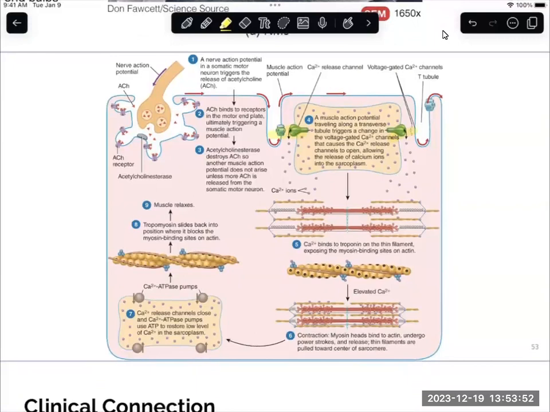As that cell becomes more negative, as I drew on that graph before, that's what causes that calcium to be released from that troponin. That troponin moves the tropomyosin back. The calcium is then pumped back into that sarcoplasmic reticulum and that muscle relaxes. So that is the entire process from the beginning of a nerve action potential all the way to that muscle relaxation at the end.